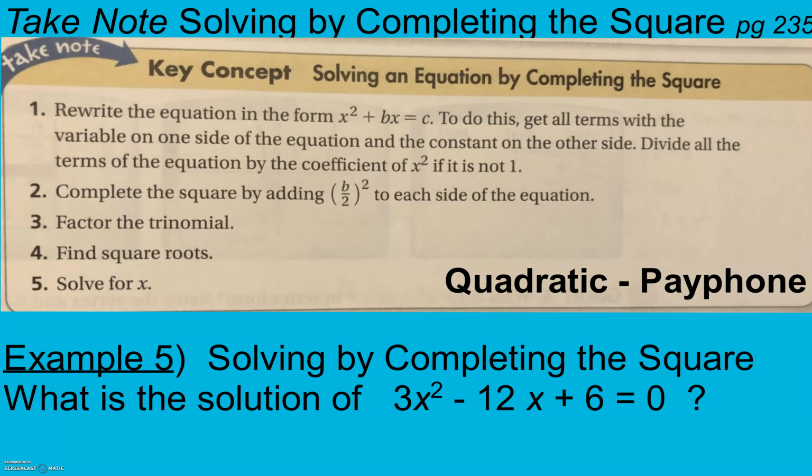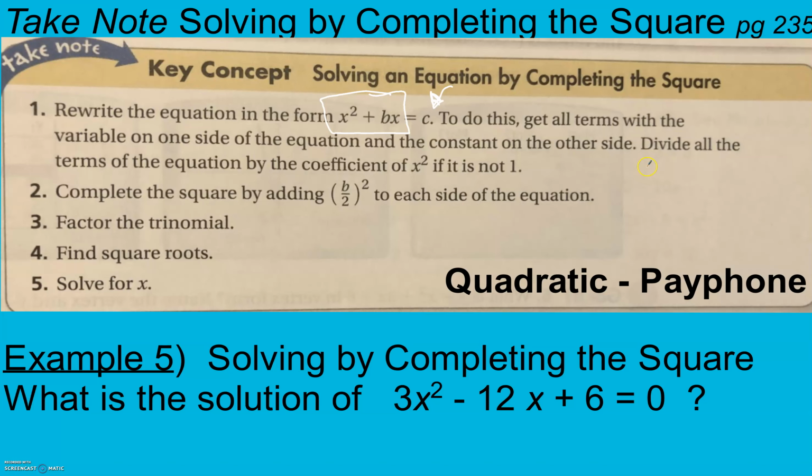Continuing on in section 4.6, we have a take note here for completing the square. It's on page 235 in your book. So our steps for solving an equation by completing the square, the first thing we're going to do is get it into our form here, x squared plus bx. Sometimes we're going to have to subtract or add to get our c on the other side.